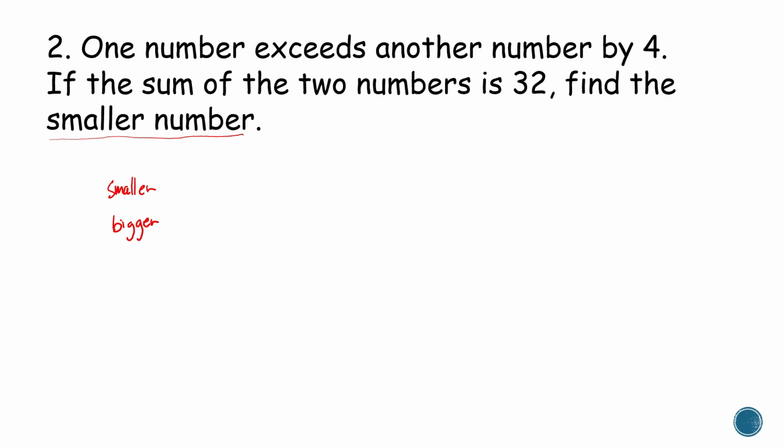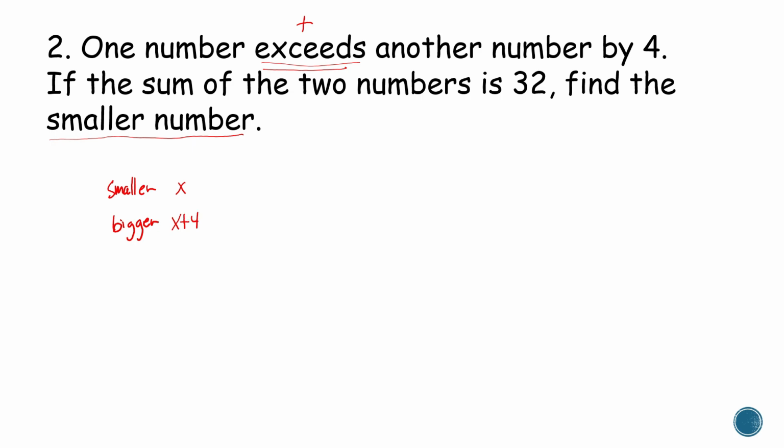Let's read again the first part of the problem. One number exceeds another number by 4. All right, so that means the difference of those two numbers is 4, or the smaller number plus 4 equals the higher number, or the bigger number. I said plus because of the word exceeds. That is a mathematical operation that means addition. So our smaller number is x and our bigger number here is x plus 4.